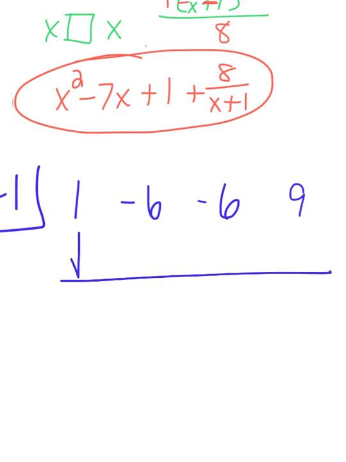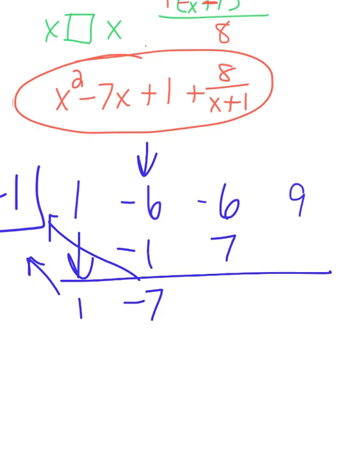So let's do this quickly. Bring down the 1. What's 1 times negative 1? Negative 1. Negative 6 and negative 1 is negative 7, right? Go to the corner. Negative 7 times negative 1 is positive 7. What's negative 6 and 7? 1. And then I multiply. 1 times negative 1, negative 1, and I have 8.